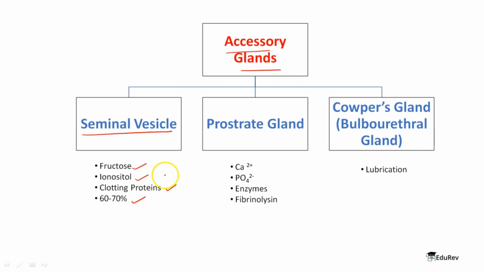Now the next gland is our prostate gland, which is a single gland, and its secretions contain calcium, phosphate, certain enzymes, and fibrinolysin. Now what is the function of fibrinolysin? It will dissolve the clots formed by the clotting proteins. The secretions of the prostate gland will be basic in nature. Why is it basic in nature? This is to neutralize the acidity of the urine.